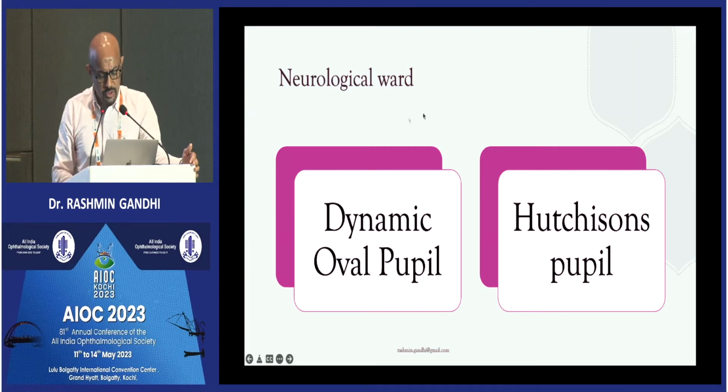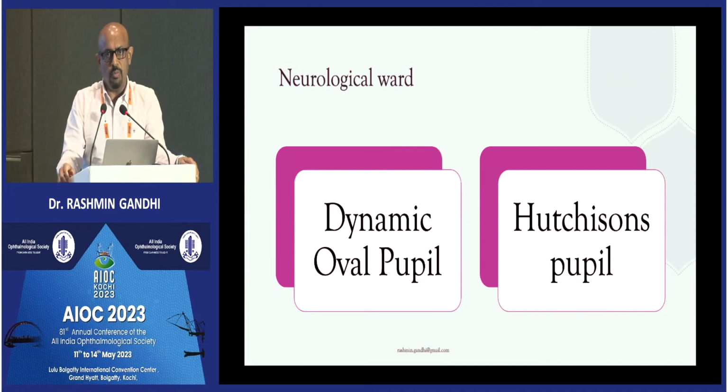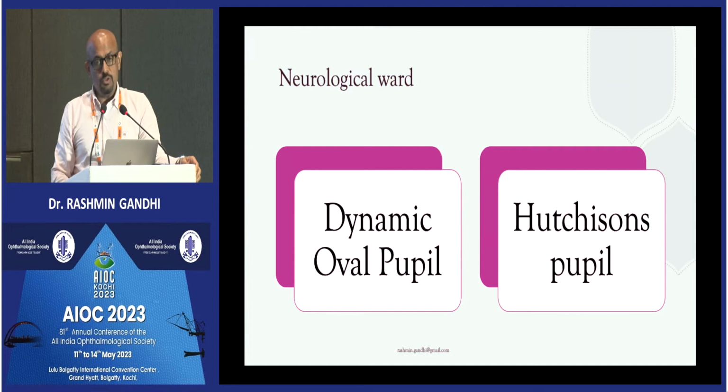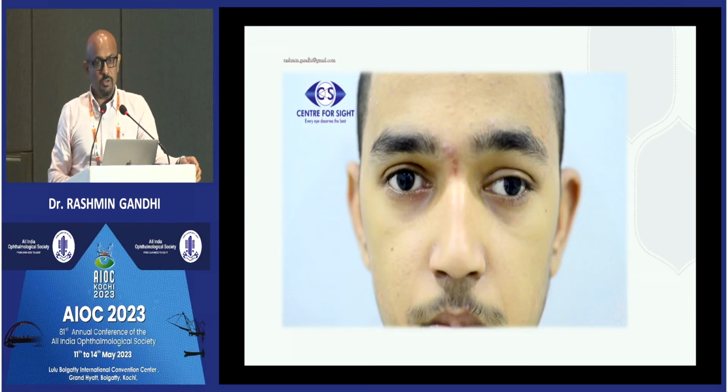These are two pupils which we generally end up seeing more in the neurology ward and not so much in our OPD: a dynamic oval pupil, or Hutchinson's pupil. If you are called to see a patient in a neurology ward and you find that a single pupil is dilated or has become oval and keeps changing its shape, you saw the patient in the morning and the pupil was oval and then in the afternoon it became round again, these two are suggestive of early or late brainstem herniation. So that's about third nerve palsy and pupil anisocoria.